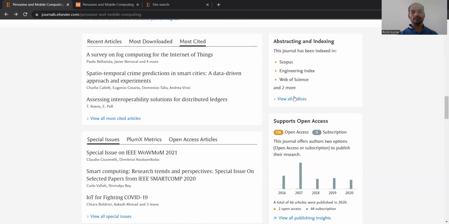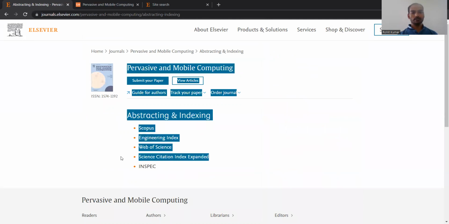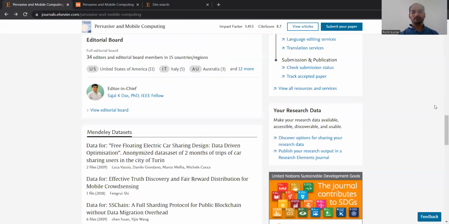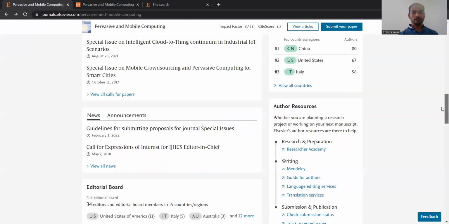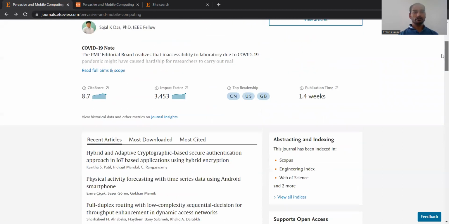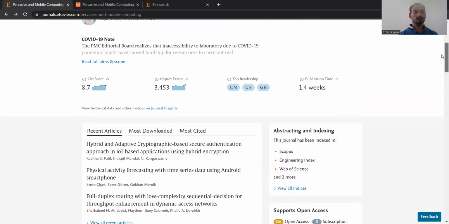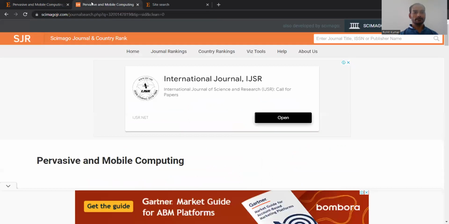Then coming to the indices and abstracts, you can see quite a few, and we are interested in SCI only. You can see the Science Citation Index Expanded, so it's an SCI journal, and the impact factor is also good. It's 3.4 something, yes, 3.4. So I think you should not worry much. The only thing is Q1, Q2, which we will look at shortly.